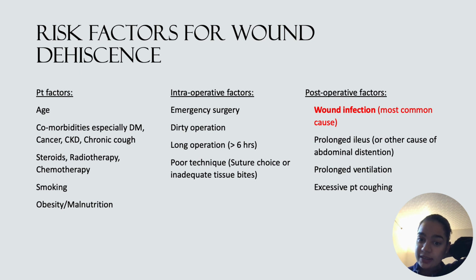The post-operative factors here are wound infection, so this is the most common cause, prolonged ileus or any other cause of abdominal distension, prolonged ventilation or excessive patient coughing. And this is a really good structure for presenting the risk factors, so patient factors, intraoperative factors and post-operative factors. If you don't like the structure, it doesn't really matter, but just having any sort of structure in order to present your complications or risk factors is a really good way of just organising them in your mind.